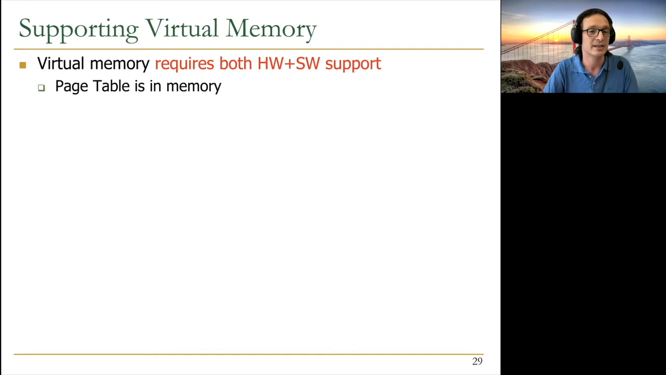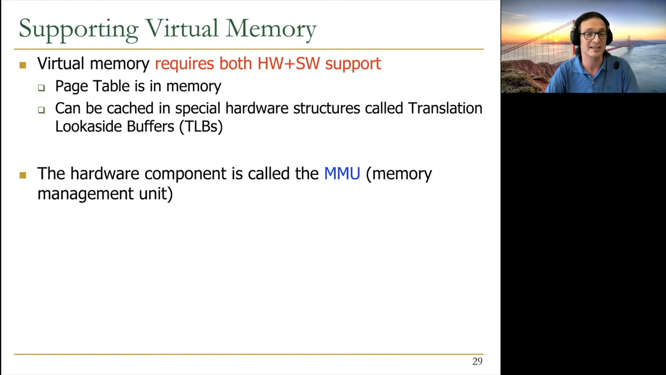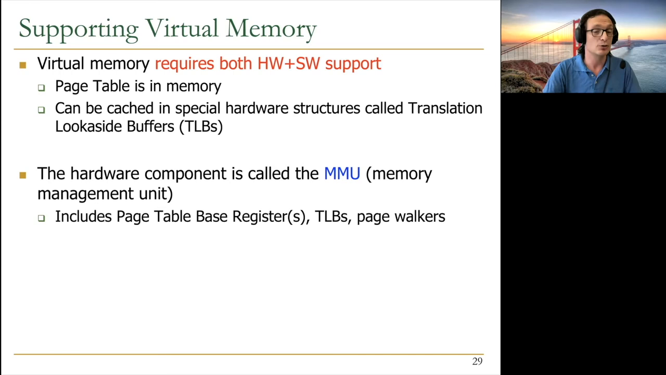So page tables in memory can be cached in special hardware structures called TLBs, as we discussed, right? So the hardware component of virtual memory is usually called the MMU, or memory management unit. And this is usually a per-core unit. Every core has a TLB, for example, an L1 TLB, an L1 data TLB and instruction TLB. But it also includes other things. It includes page table base registers, TLBs, page walkers. We will discuss that. So some systems do the page walk automatically, meaning in hardware. In hardware, you may actually do the multi-level page table walk, and you may use specialized hardware for that. And we will discuss that from a real example from Intel systems at the end of this first lecture.